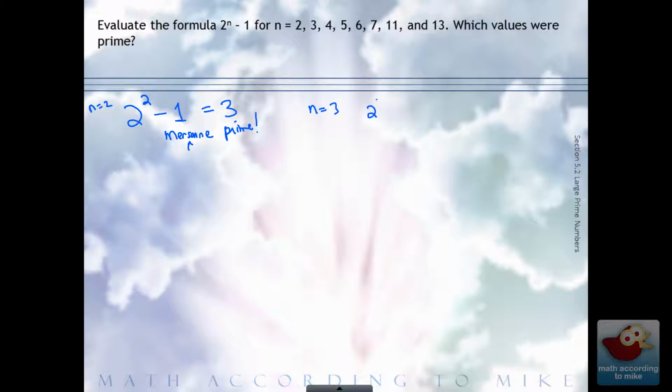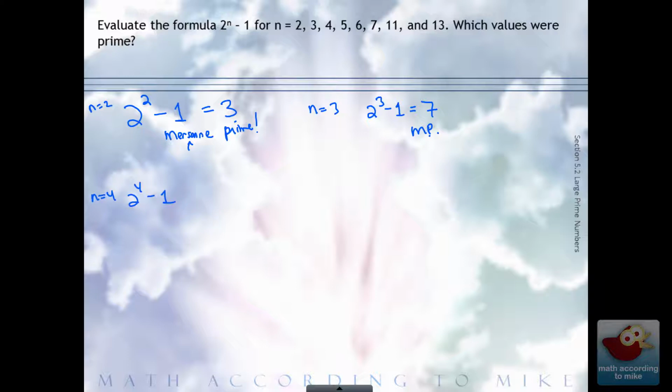So 2 to the third minus 1. 2 to the third is 8, minus 1 is 7. Hey, that's also prime, which makes it a Mersenne prime. Yay, so far so good. So let's try 4. What could possibly go wrong?